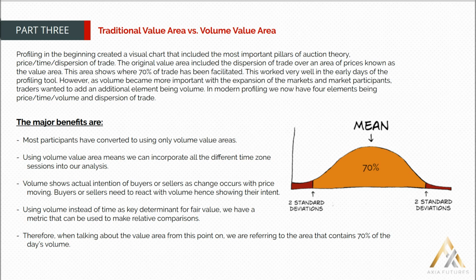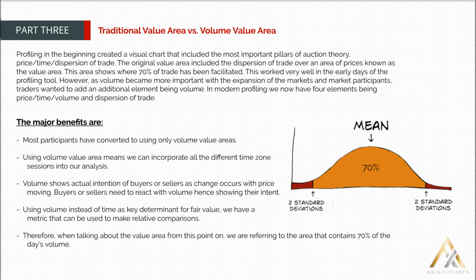However, as volume became more important with the expansion of the markets and market participants, traders wanted to add an additional element, being volume. In modern day profiling, we now have a fourth element, and those four will include not just price, time, and dispersion of trade, but also volume. So if you look at a basic distribution, which you have on the chart in front of you, as you can see, the value area is nothing more than where 70% of trade is facilitated in a distribution.